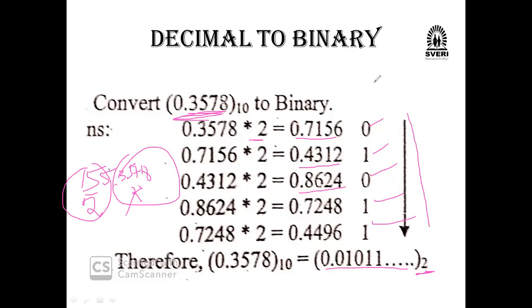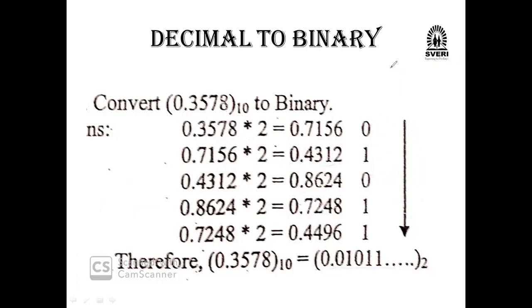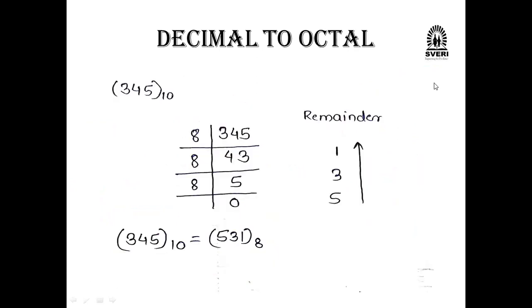If it is a pure whole decimal number, then you have to apply the standard method, the dividing system. Is it clear? Yes, sir. Okay. Next we will go for the next one, decimal to octal number. Decimal to binary is done now.